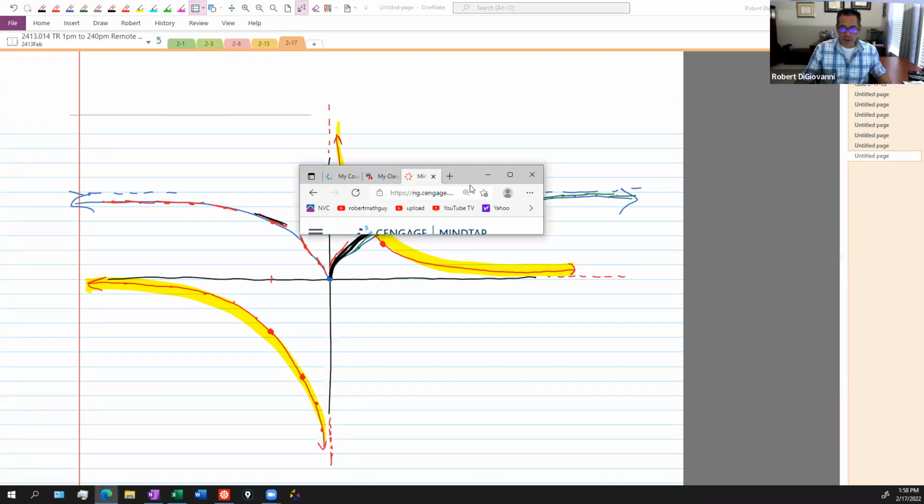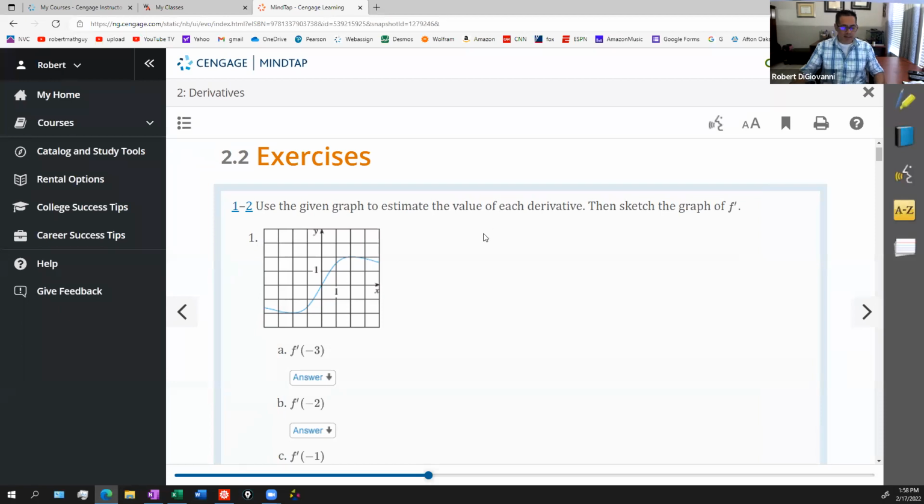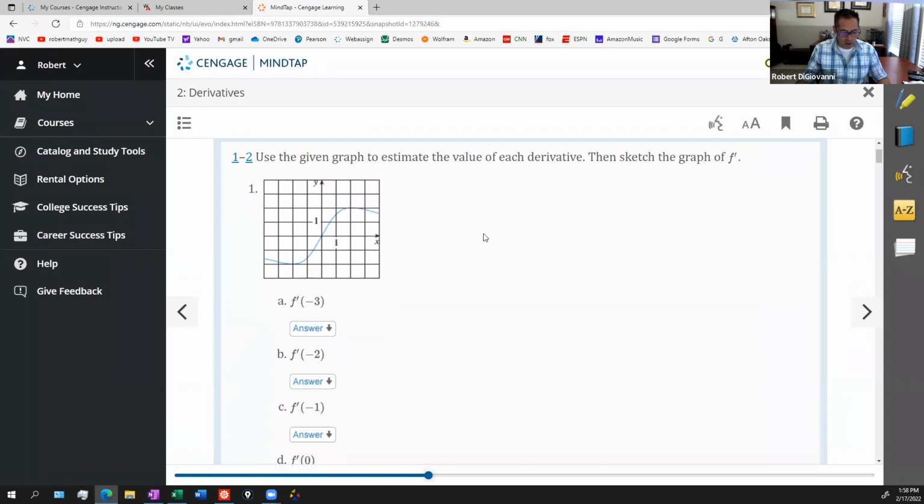So let me show you what the homework looks like. I really like the homework in this section. The first problem in the homework gives you a graph and asks you to estimate the value of the derivative at each point.